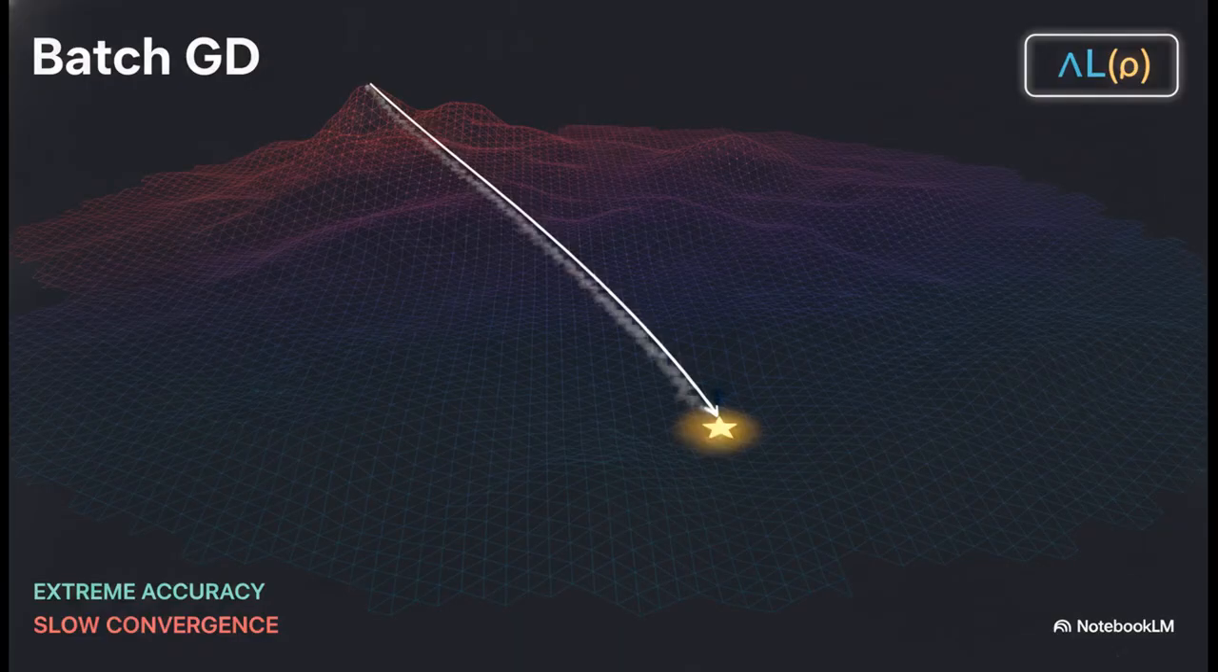On our 3D loss landscape, this gives us a smooth glacier-white path that is perfectly accurate. It points exactly to the bottom of the valley. But, you guessed it, there's a huge catch. Mapping the whole terrain like this makes it agonizingly slow. I mean, imagine having to process 10 million images just to take one tiny step. You get a really stable line, sure, but the waiting time is just totally impractical for modern large-scale deep learning.